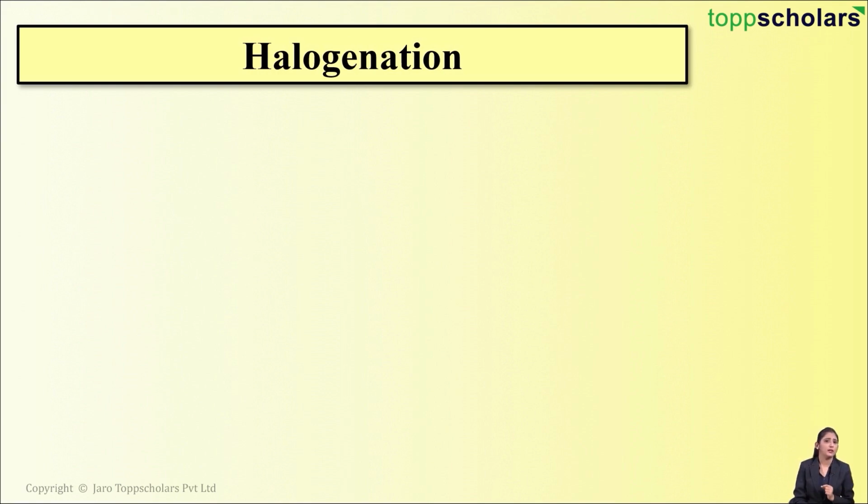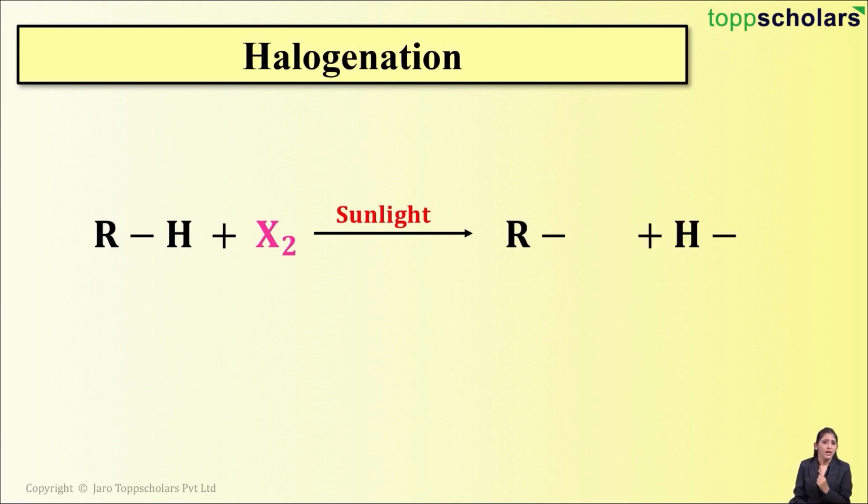Let's take an example to understand this, right? Here you can see we have an alkane, that is R single bond H. It reacts with the halogen molecule in the presence of sunlight, and let us see what products we get. This halogen molecule, in the presence of sunlight, breaks down to give two halogen radicals. One of these halogen radicals combines with the alkyl group, forming R single bond X, that is the alkyl halide. Whereas the other halogen radical combines with hydrogen, resulting in the formation of hydrogen halide.